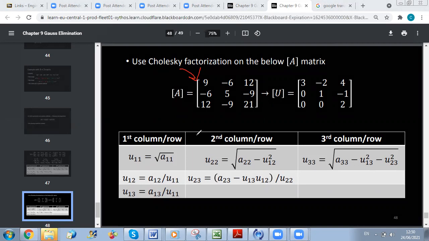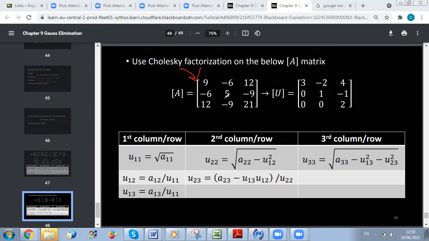Second possibility is to verify if this matrix is symmetric and positive definite. Then no need to use LU factorization because Cholesky is much easier. So here, for example, if I give you this matrix and I tell you to use Cholesky to factorize it, you can be sure that the two conditions of symmetry and positive definiteness are satisfied.